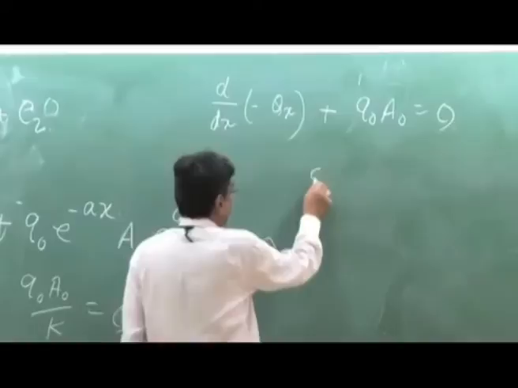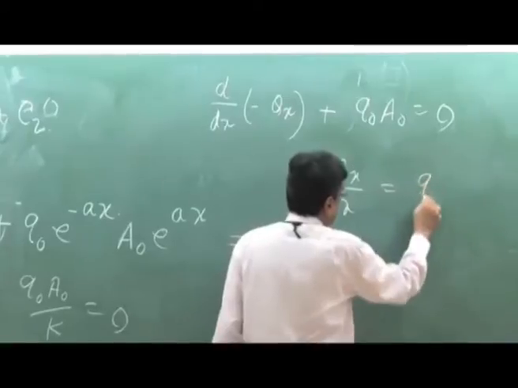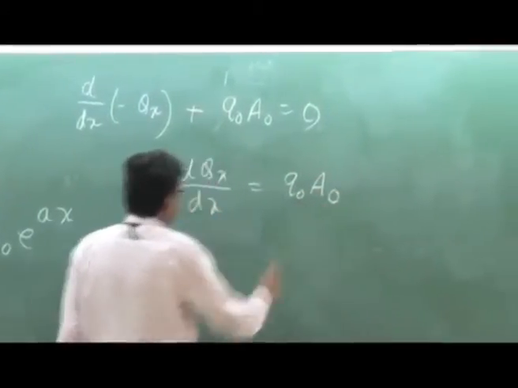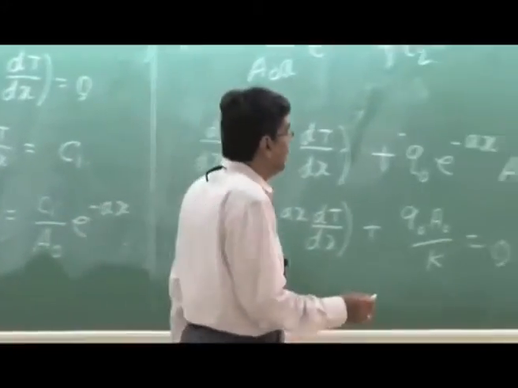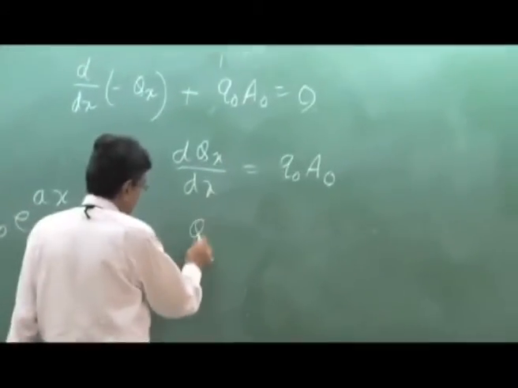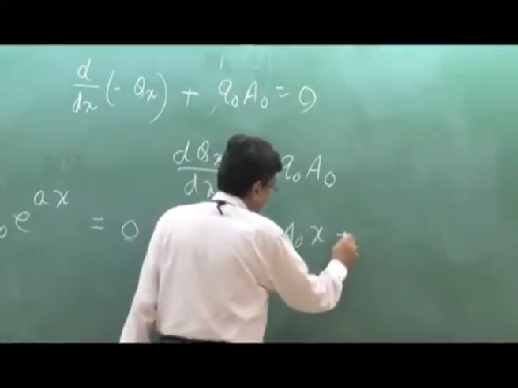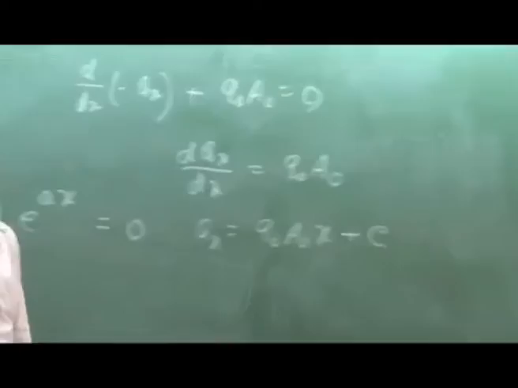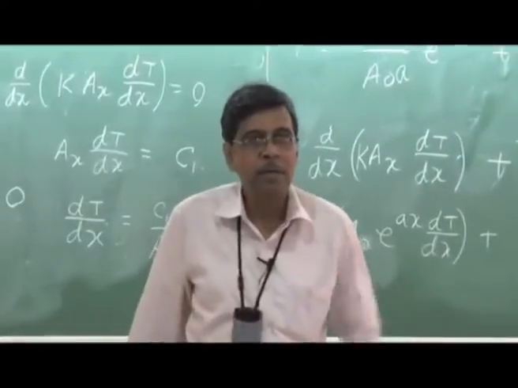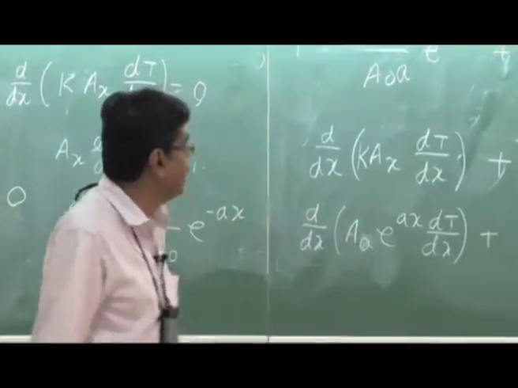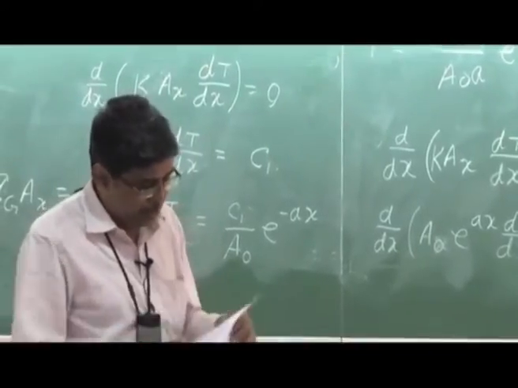Then we get dQx/dx is Q0 A0, which means that Q0 A0 is constant. That means the heat transfer is linearly increasing. So Qx is Q0 A0 x plus some constant C, whose value is the value of Q at x equal to 0. If you put x equal to 0, then you get C. So this is a linear distribution of heat flux.